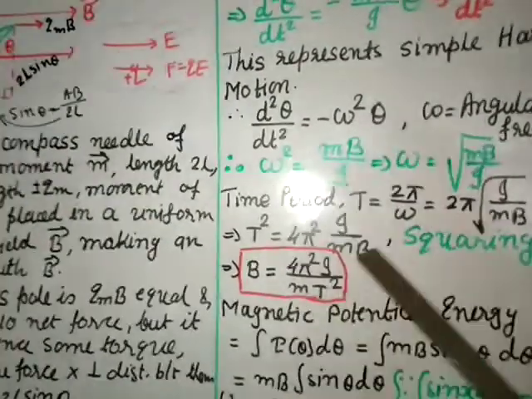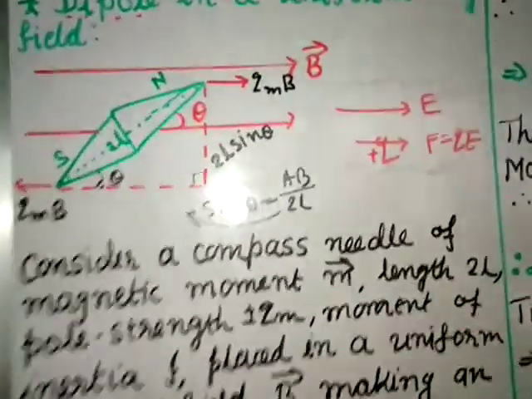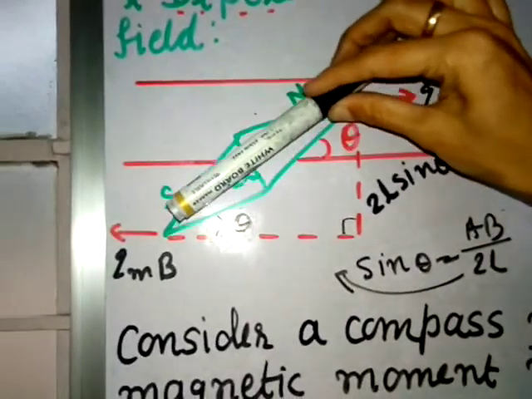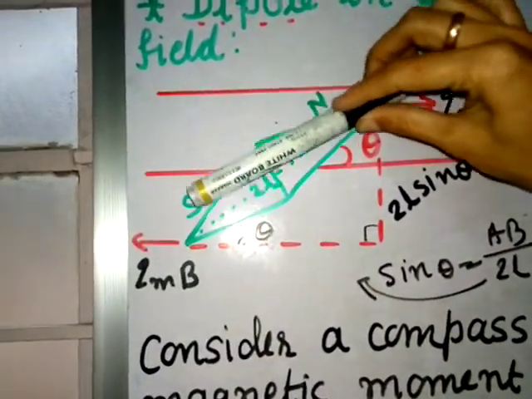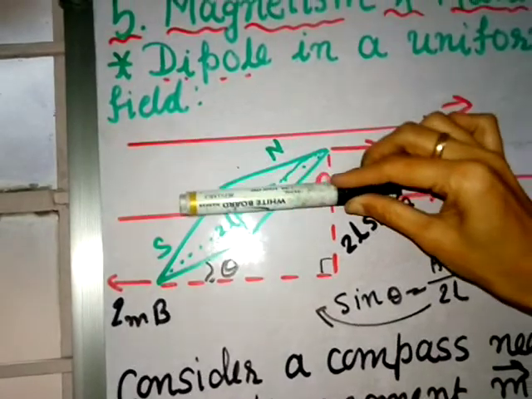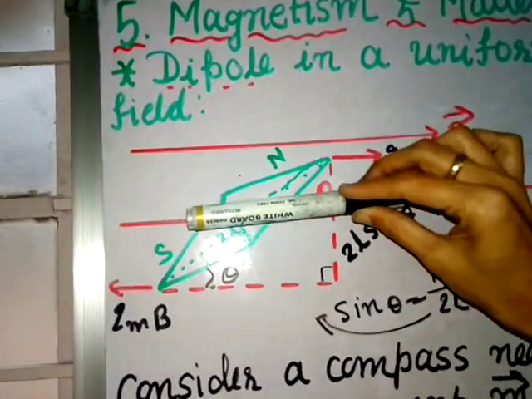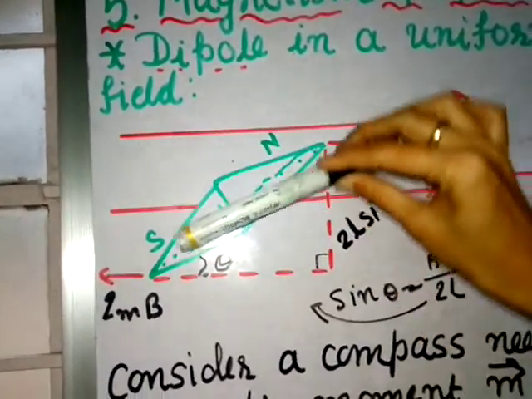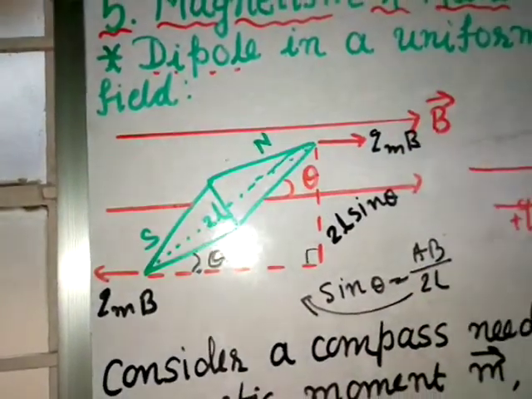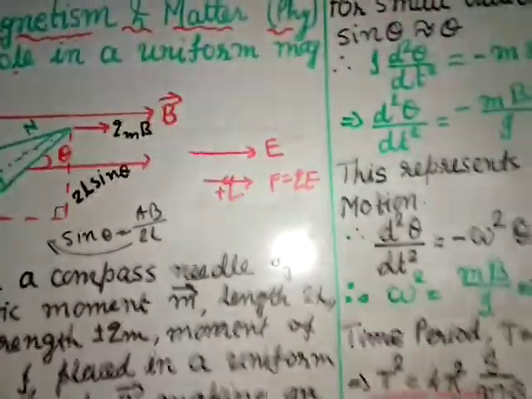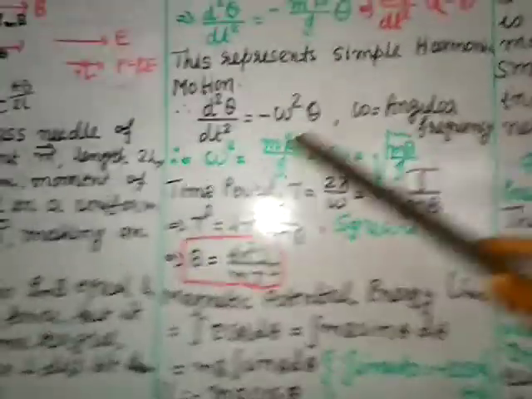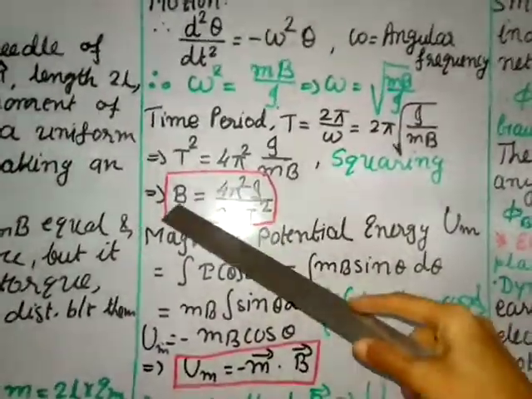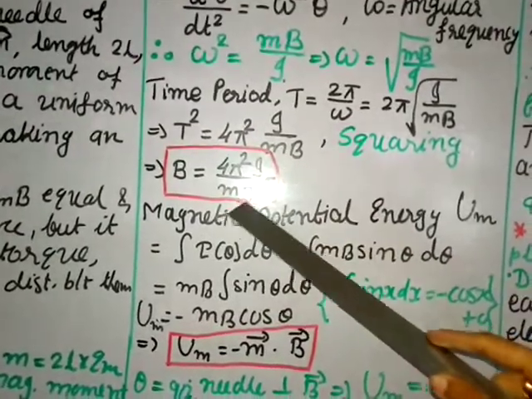You can just imagine, suppose I have this dipole, or a needle. Now I take it here, then I leave it, then it will start coming back here. It has some energy, so it will not stop here, it will move to this side, then again to this side, so it will have some oscillation. It has simple harmonic oscillation, that's why we got the formula of simple harmonic motion. Then the B value we found as 4 pi square I divided by m T square.